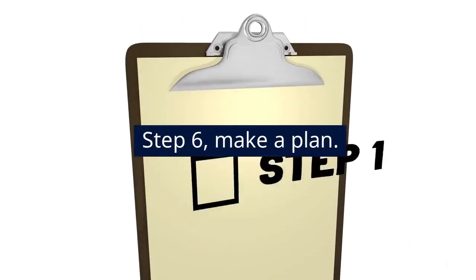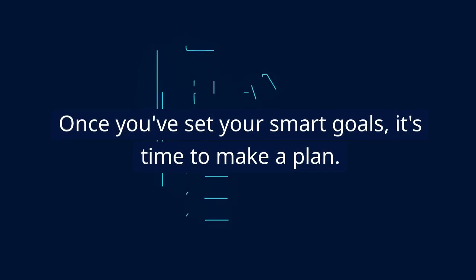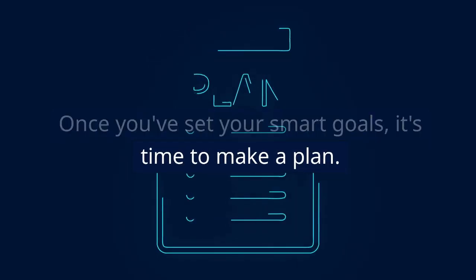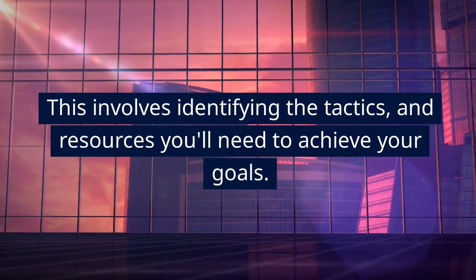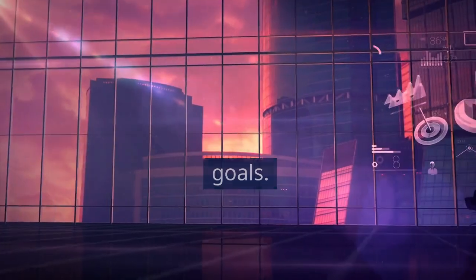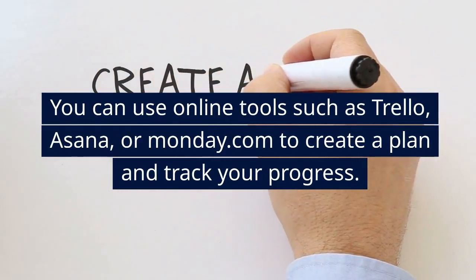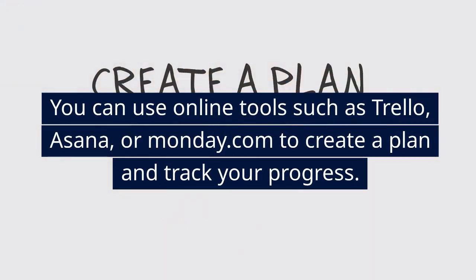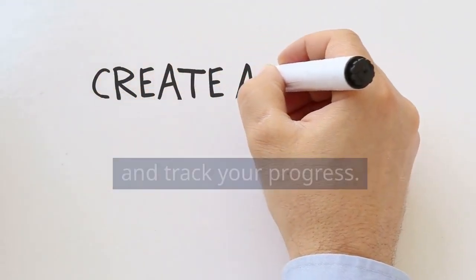Step 6, make a plan. Once you've set your SMART goals, it's time to make a plan. This involves identifying the tactics and resources you'll need to achieve your goals. You can use online tools such as Trello, Asana, or Monday.com to create a plan and track your progress.